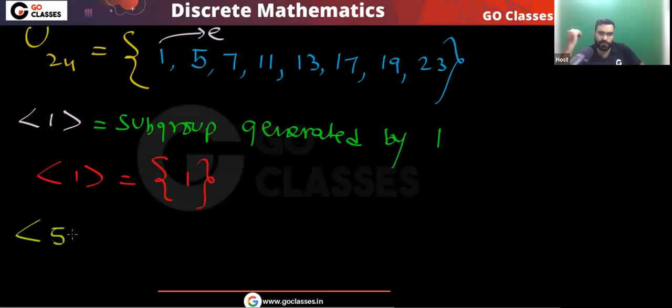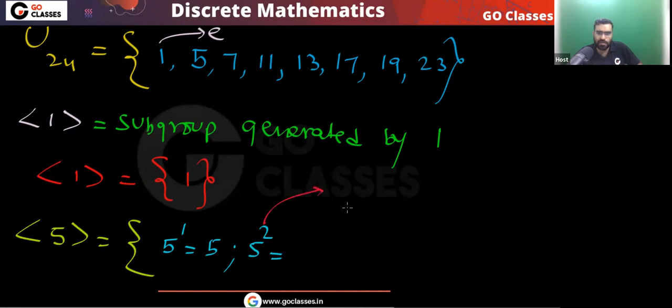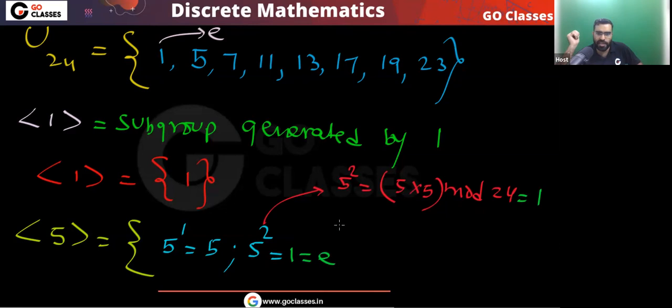What is the subgroup generated by 5? How do you find it? Very simple. 5 power 1 is 5. What is 5 power 2? Take your calculator. 5 power 2 means 5 multiplied by 5, mod 24. So that will also be 1, right? So 5 power 2 is 1. You got the identity element. So can I stop? Yes, I can stop. Agree?